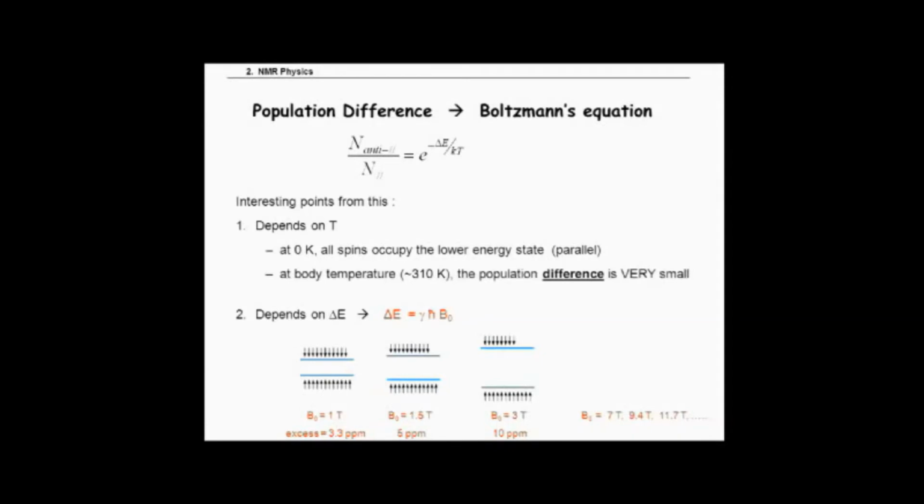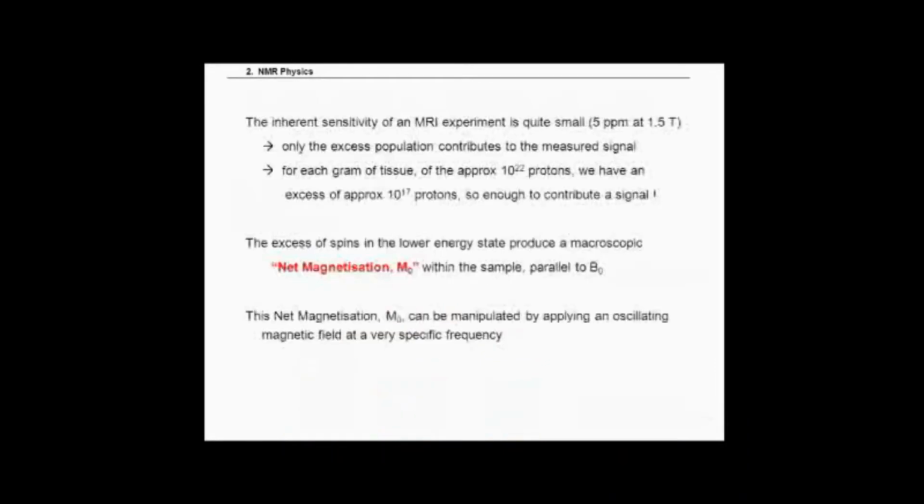If we increase the magnetic field strength, we're increasing the population excess, 3 Tesla over 10. And this is the driver behind developing systems with larger and larger magnetic field strengths, because we're simply increasing the excess population between these two different energy levels. So the inherent sensitivity of an NMR experiment is actually quite small if you compare it to some other imaging modalities. So only 5 parts per million actually contribute to our signal. It's a net effect which is contributing to our signal.